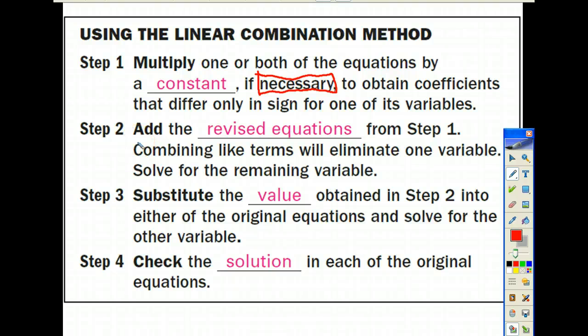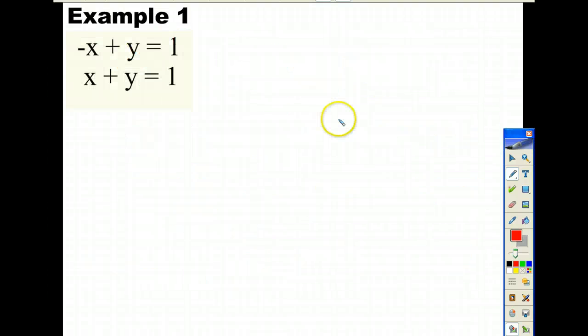All right, so let's take a look at a couple. So in this first example, we've got the opposite of x plus y equals 1, and we've got x plus y equals 1. So if you notice with the x terms here, this is like a negative 1x, and this is a positive 1x if we think about the coefficient. So if we were to add those, they would cancel one another out. So in this case, we don't have to do step 1.